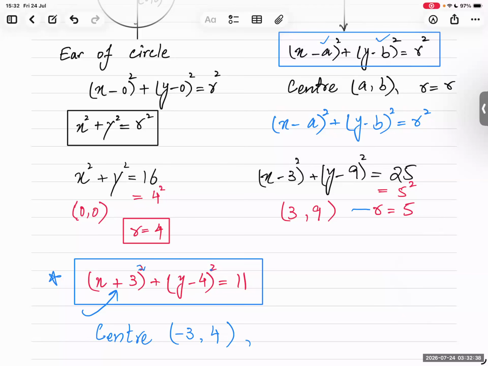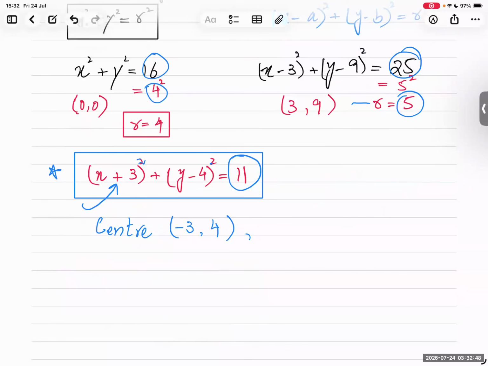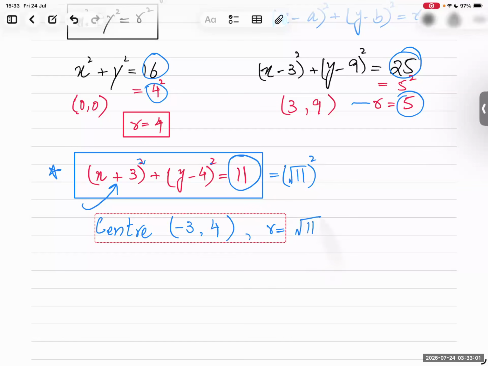So yes, and on the right-hand side it has to be a square of something. If it is 16, you write 4 square. If it is 25, you write 5 square. Okay, so the center is this, and the radius would be now, what should we keep it? We would keep it as under root 11 whole square. So the radius is going to be under root 11. Okay, done.